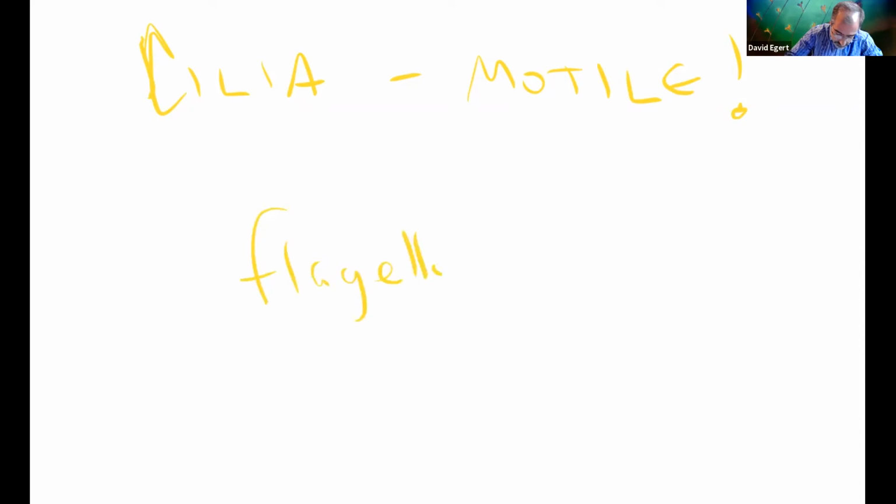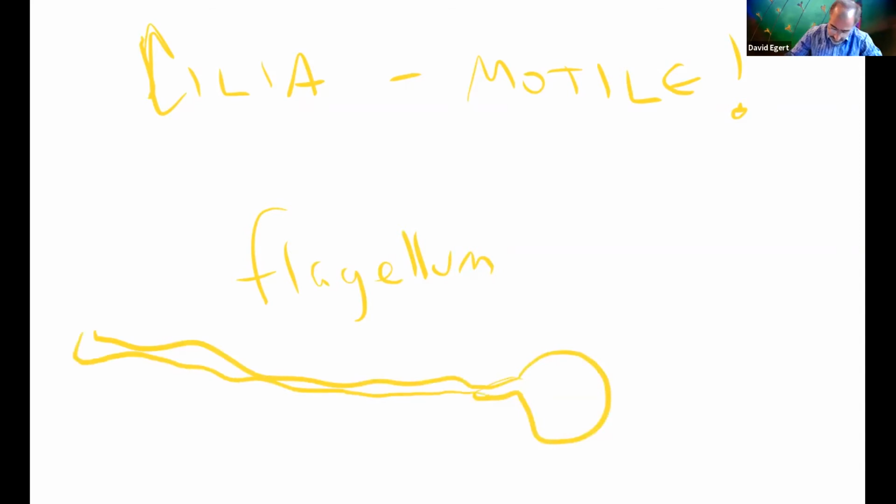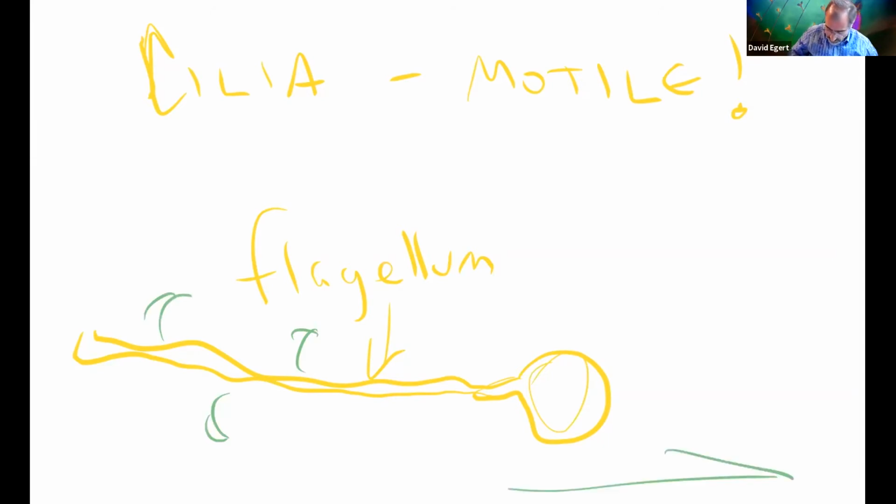So cilia, motile. Again, there's one related thing, which is a flagellum. It's the same basic idea, but instead of waving little hairs that sweep things across the cell, this whole thing will wave back and forth and propel the whole cell through space.